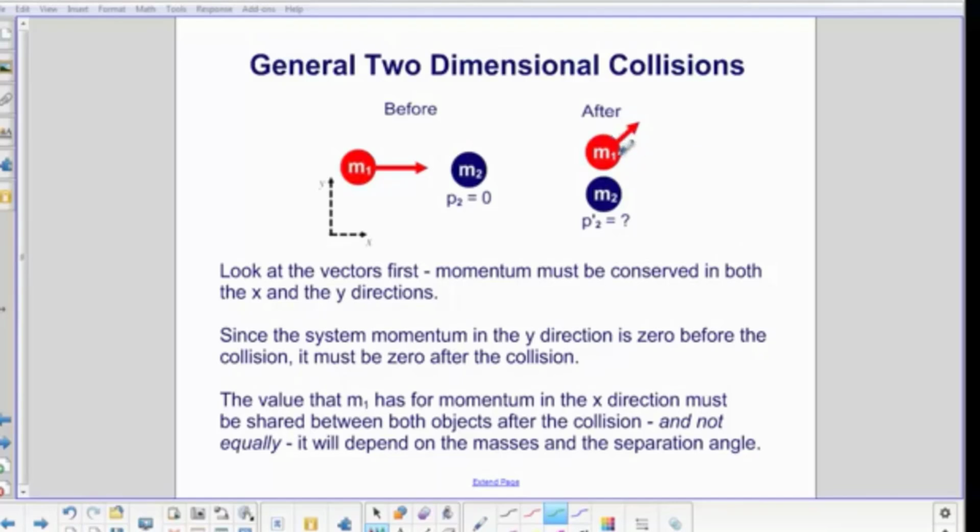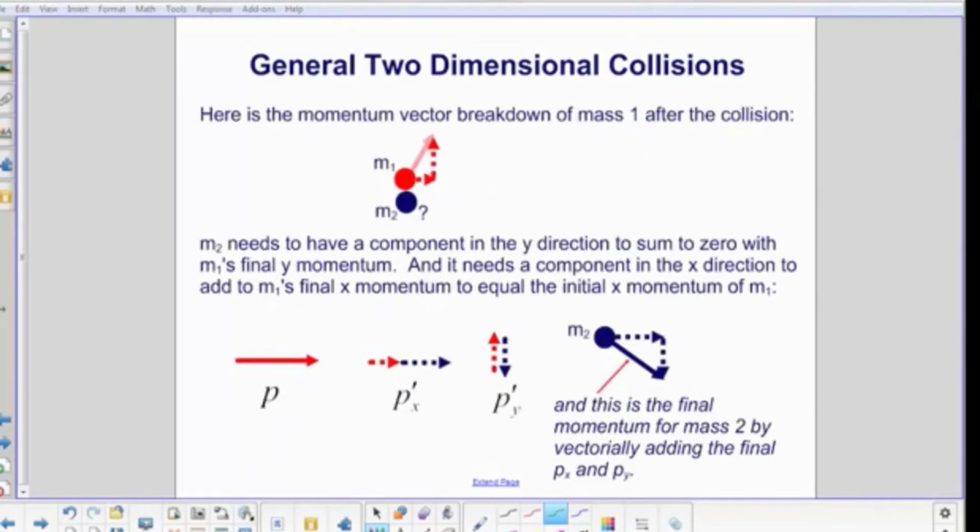See this angle here, m1 makes an angle with respect to x, and then m2 we're anticipating will move something like that. Let's sketch in the vectors. Mass 1 we know moves up in that direction, so we know it has a component of momentum in this direction, which we write over here, and it also has a component in the y direction, and that's what this guy is right here. So now let's look at what m2 has to do.